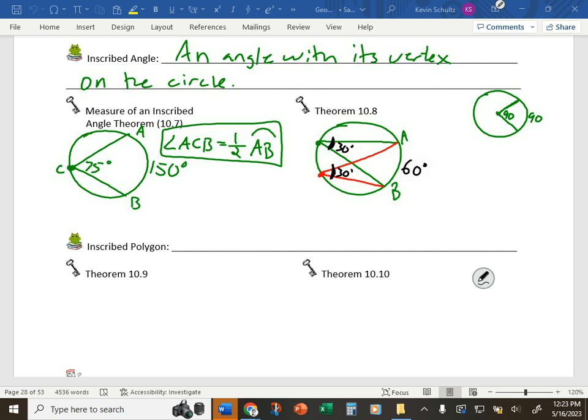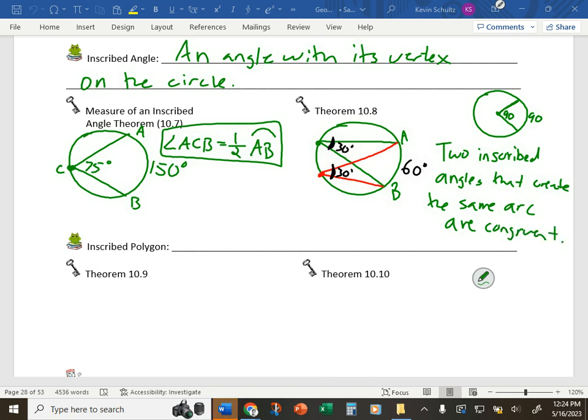Inscribed polygons, you've worked with these before when we do the shaded area questions. You often have a circle inscribed with a square or something like that. The theorem is that two inscribed angles that create the same arc are congruent.